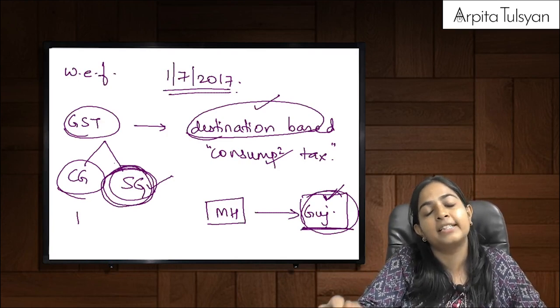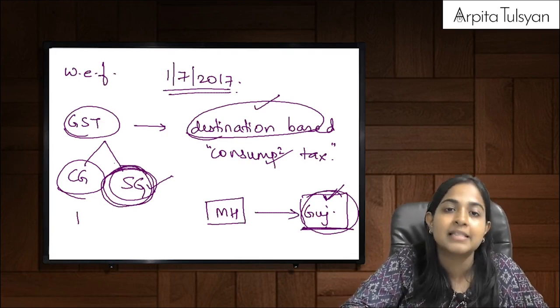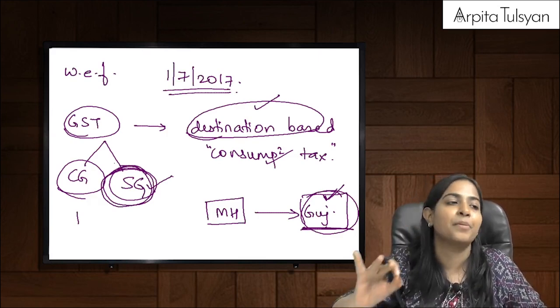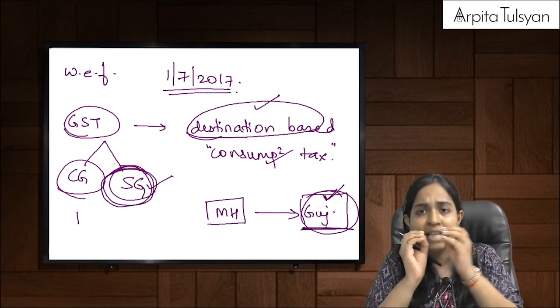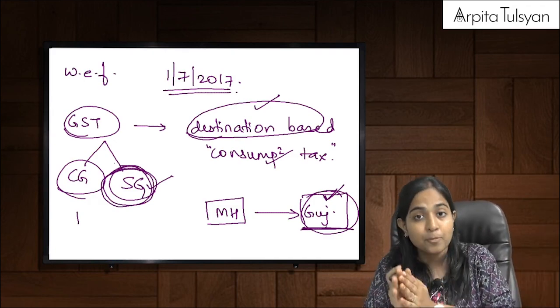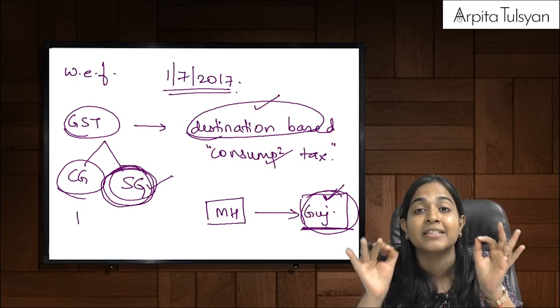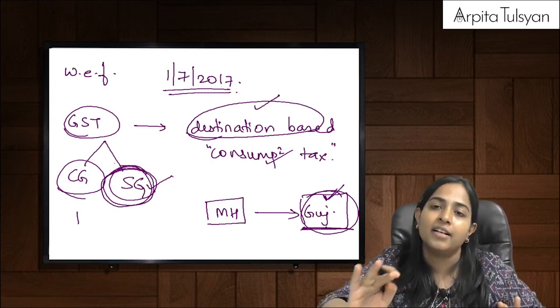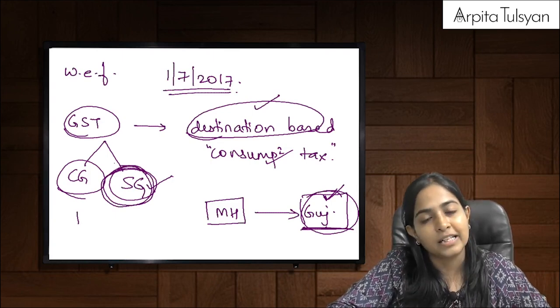But GST law was made on this condition only, that GST is going to be a destination based consumption tax, means some portion of the tax will go to the central government, that is okay. Balance portion of the tax will go to such state government where the goods are ultimately consumed. Are you clear with this?